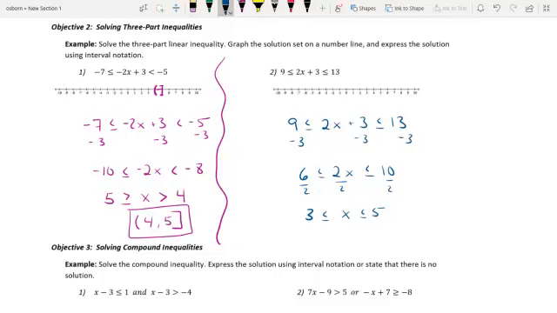So x is greater than or equal to 3, so I've got a bracket at 3. It's going in this direction. And x is less than or equal to 5, so I've got a bracket going there. So my solution here goes from 3 to 5 with a bracket around both.